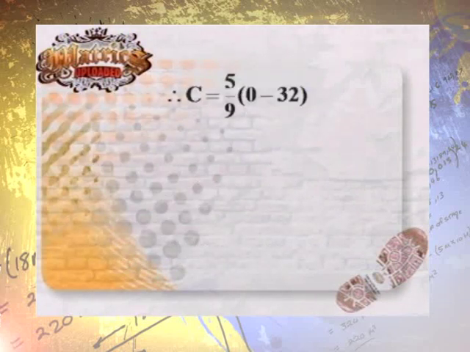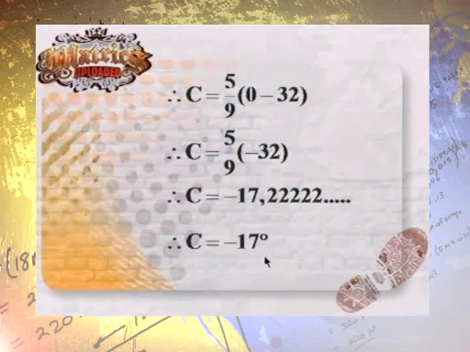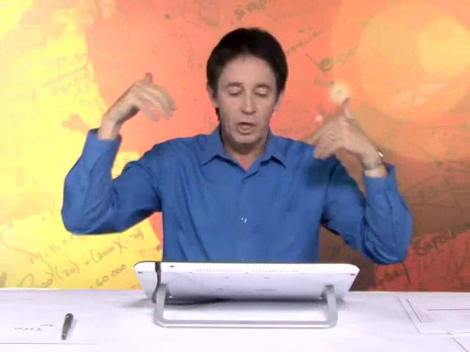Okay, well, if we plug in 0 there, we get minus 32, and it comes to this. Now, in this situation, we can round down. We get minus 17 degrees Celsius. What's important about this, guys, is that they just said you've got 0 degrees Fahrenheit and you want to convert it to degrees Celsius. It comes to minus 17 degrees Celsius, and it was 17,2.